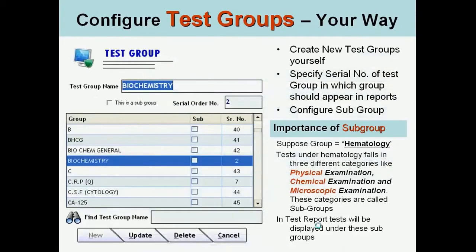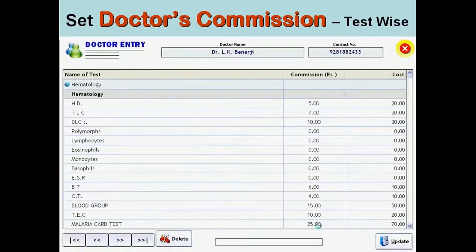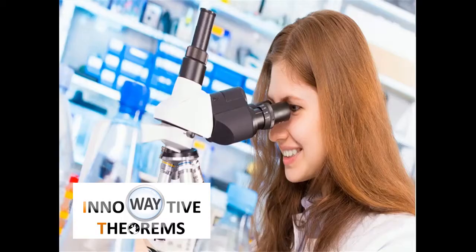In pathology clinical labs, there are a number of tests. Every test has a group or subgroup. In eLab software, we can define new groups or subgroups with their serial order number. Most of the clinical labs share their profit with the referring doctor. Using eLab software, we can structure each test profit share very simply.